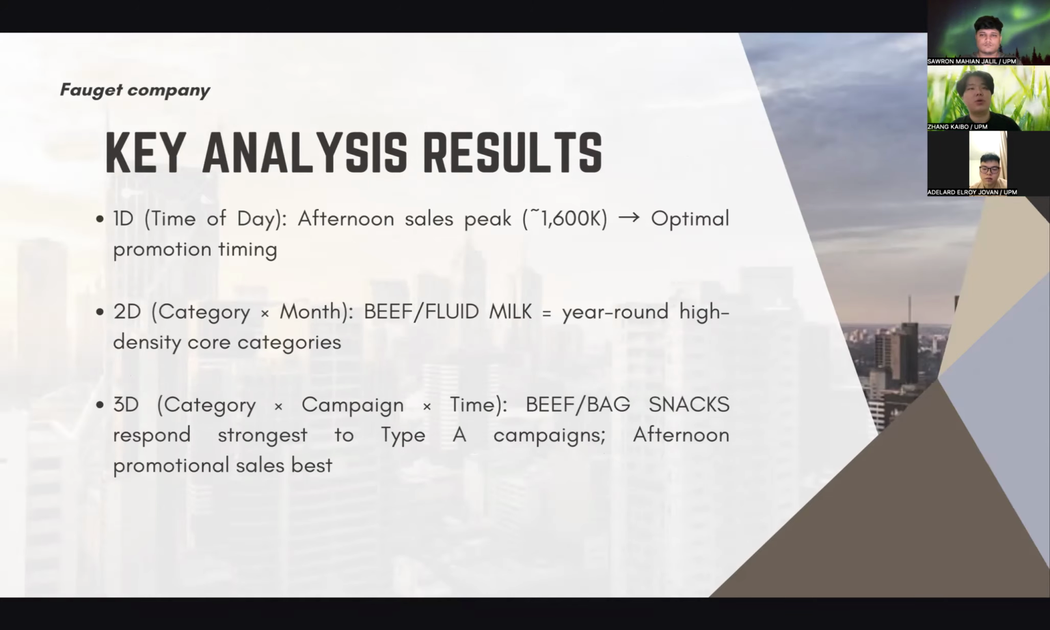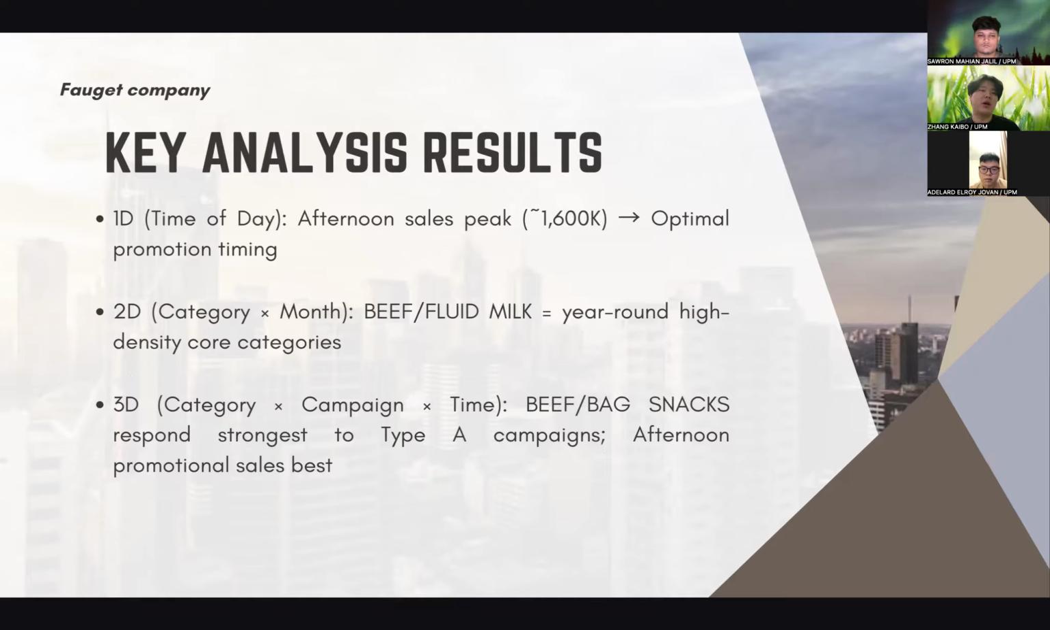Now let's look at what we found from the data. 1D is time of day. Afternoon has the most sales, like 1600 K. So afternoons are the best time for promotions.